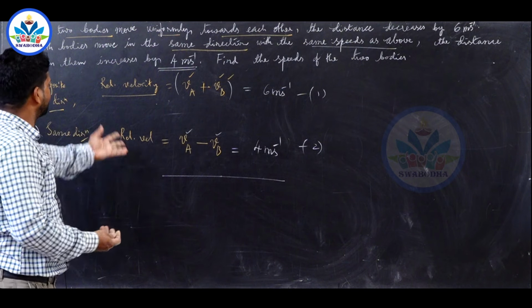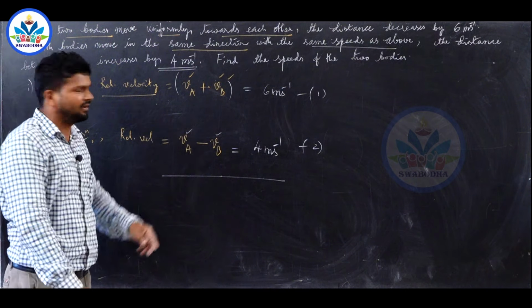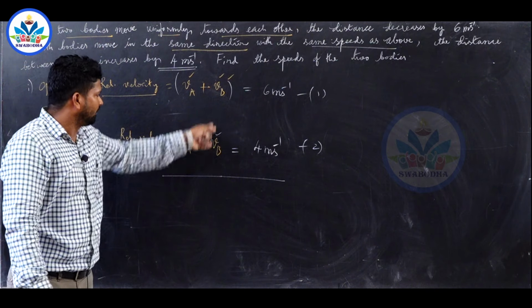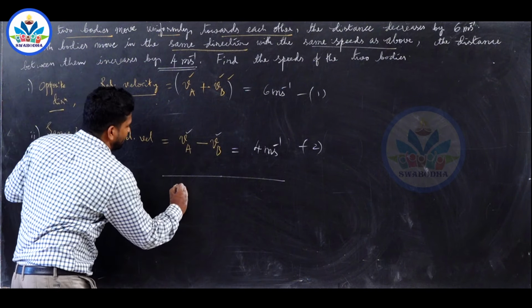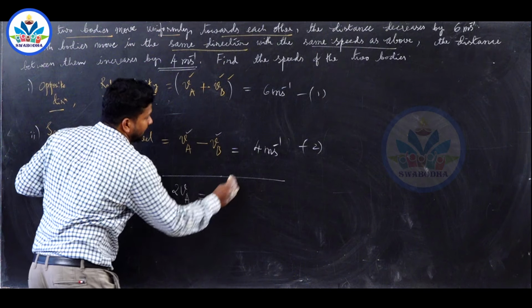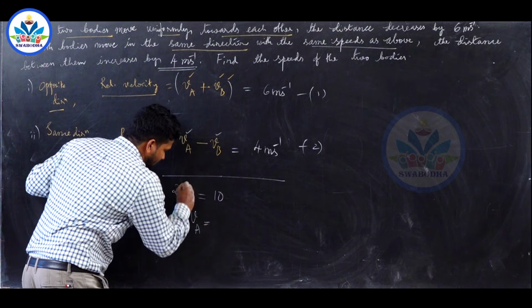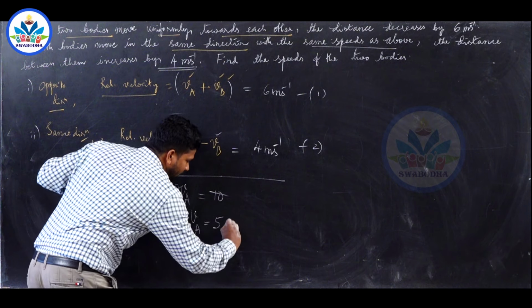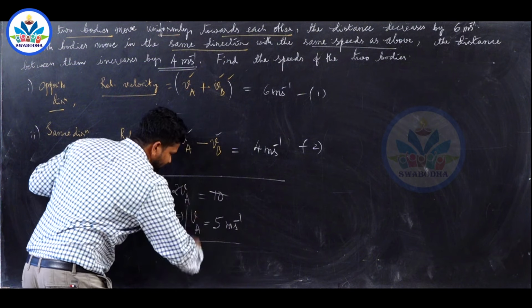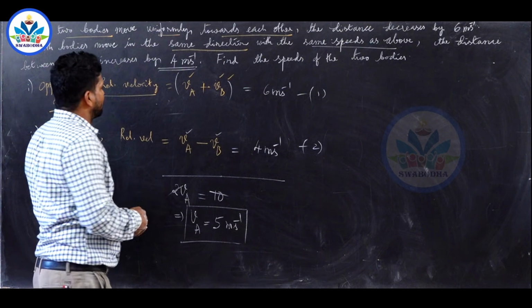If you solve these two, you will get the answer VA and VB. If you add, VB gets cancelled. Adding 1 and 2, 2 times VA equals 6 plus 4, 10. So therefore, VA equals 5 meter per second.